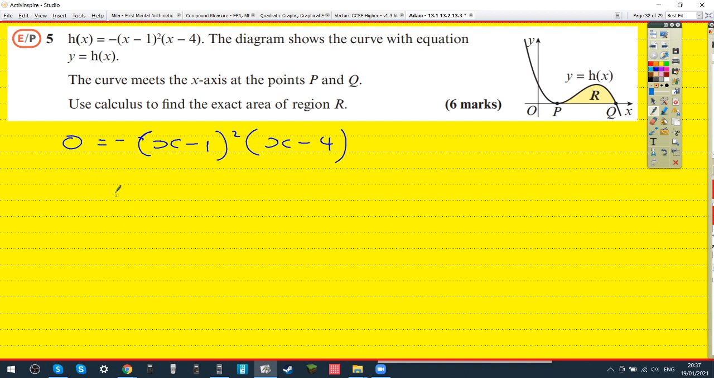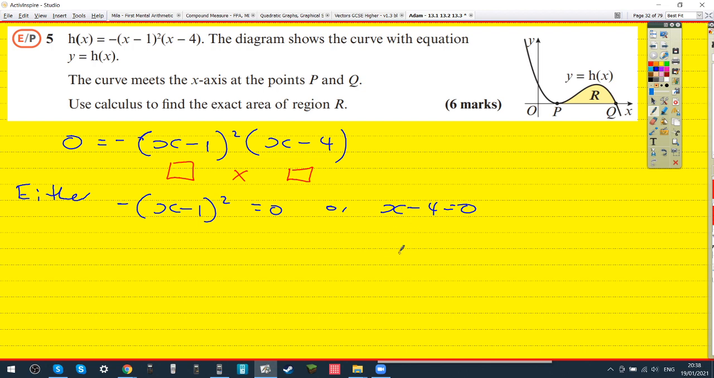You solve as a quadratic. So something times something gives you 0. What times what? Pick any examples. 0 times 0. Basically, at least one of them has to be 0. Either minus (x minus 1) squared equals 0 or x minus 4 equals 0. And then you can just solve them separately.